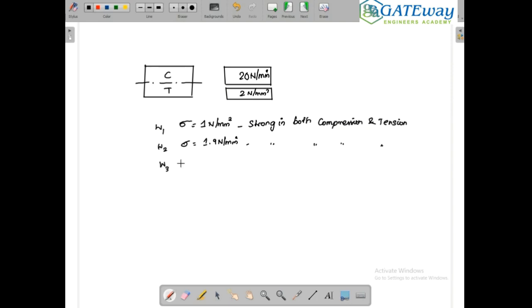Then again the load is increased, say 2.1 Newton per mm square. Here it is strong in the compression zone, but it fails or is unsafe in the tension zone.